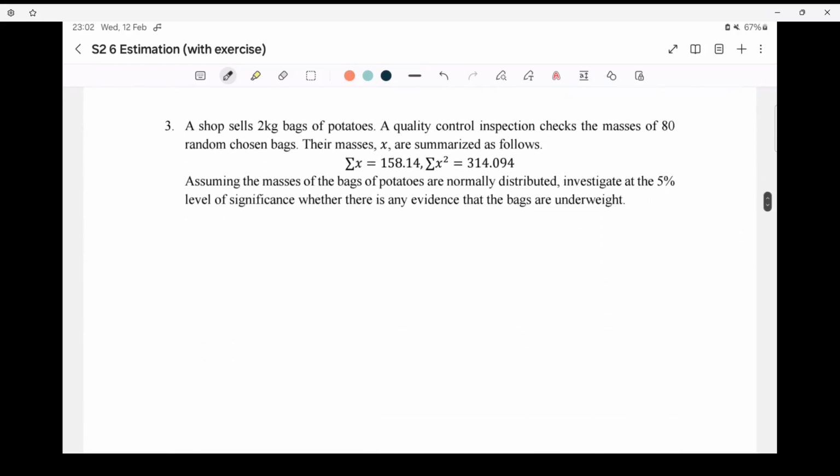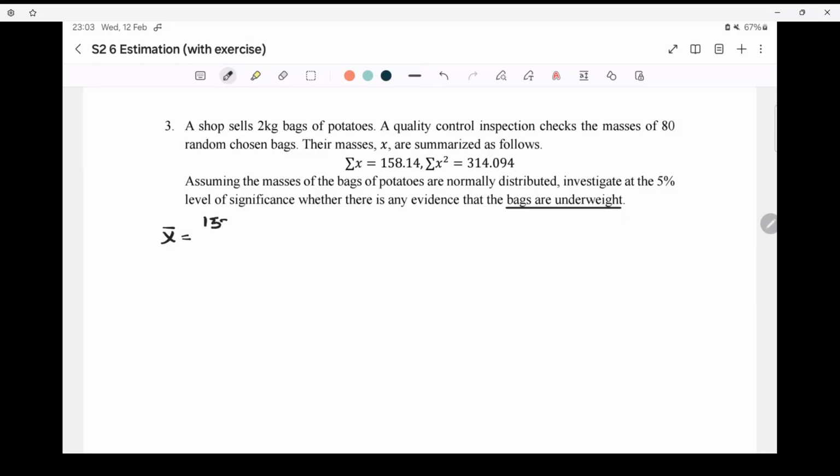Question 3. So you have a shop that sells 2 kg of potatoes. You do quality control and check the mass of 80 randomly chosen bags, and those are the data. Investigate whether or not these are underweight. So this is again a one-tailed test. Before you do anything, calculate what your X bar is.